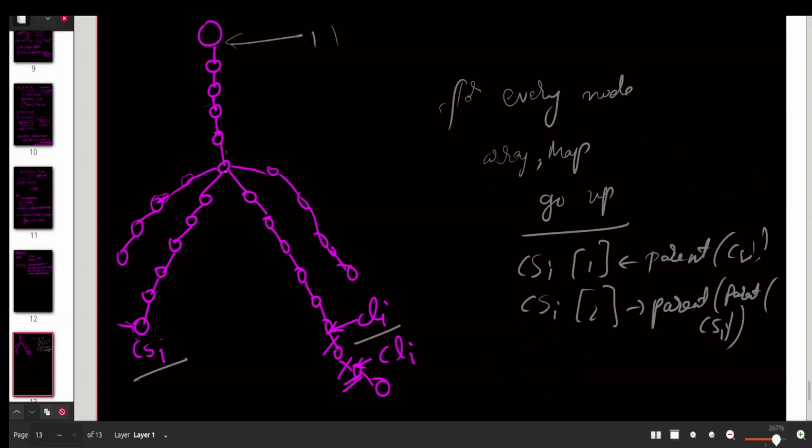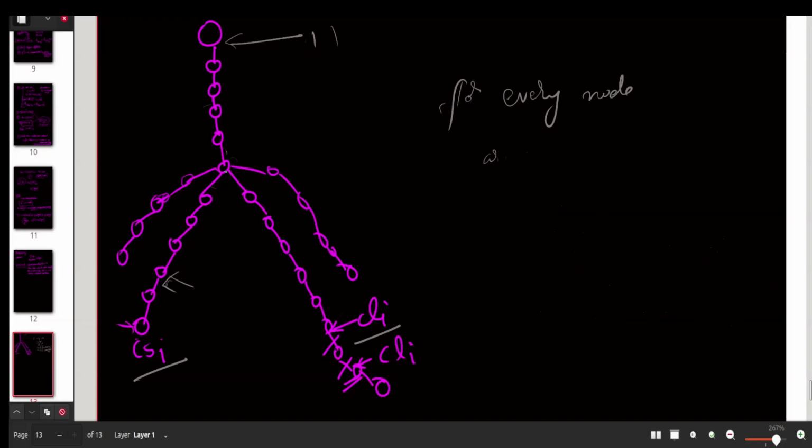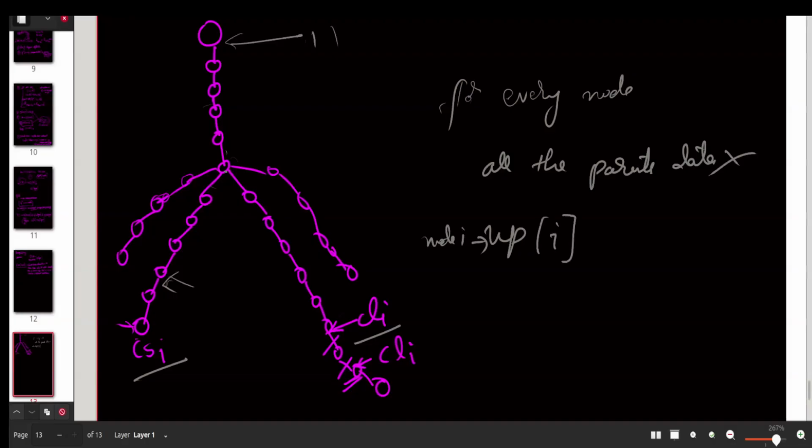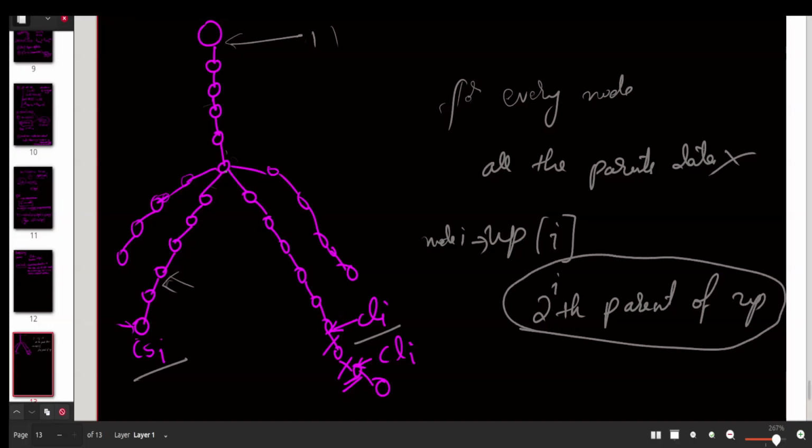So instead of storing all the parents' data per node, let's say my array is up for node I, it is up. Let's say the element I will represent the 2 power ith parent of the node. Why? How am I coming to this conclusion that it should be 2 power I? Because obviously you can't store all the elements. Would storing this help us in some way? I will give you intuition for why it can help us.